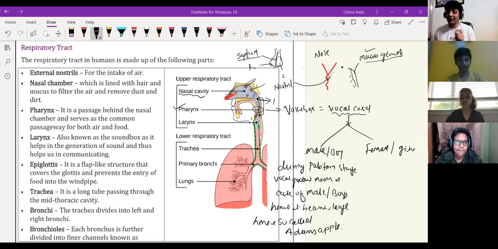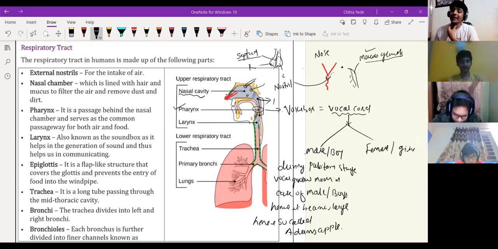You have to remember, it is very important. This larynx is called Adam's apple in males only, not in females, because in females, during the pituitary stage, it does not grow as much as in boys. That's why only in boys its size increases, and that's why we say Adam's apple in males only. Understood, beta? Understood, everyone? Yes, sir. Okay.